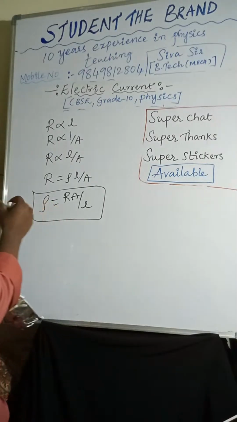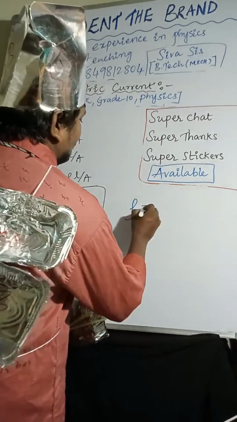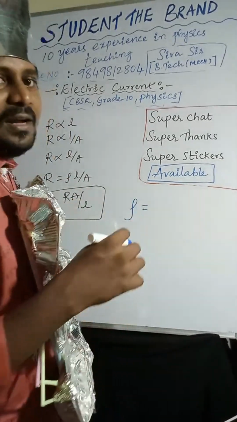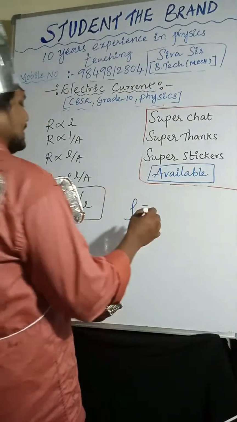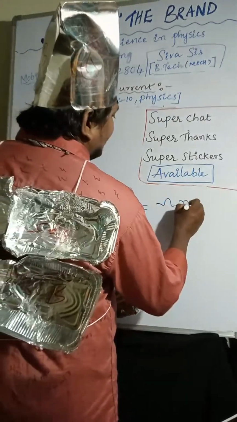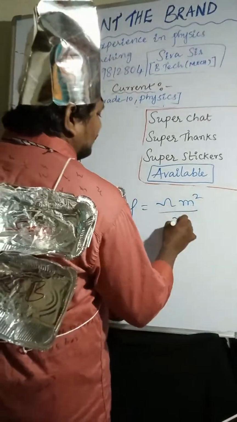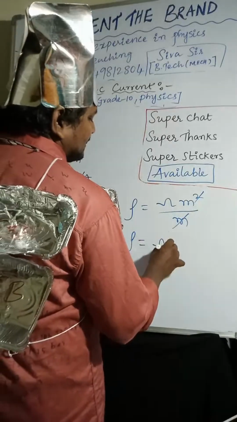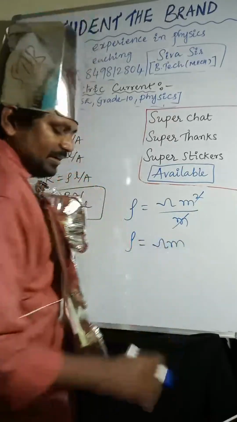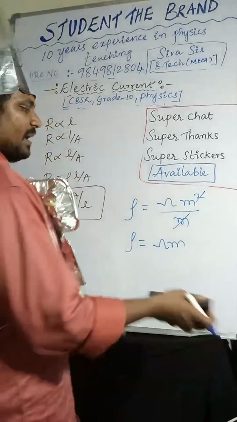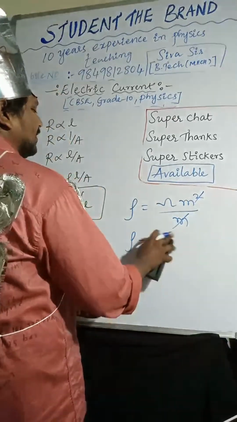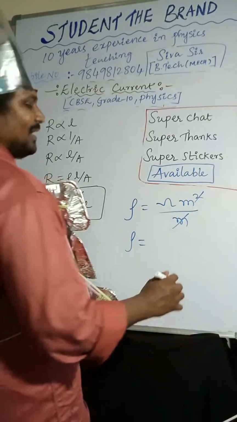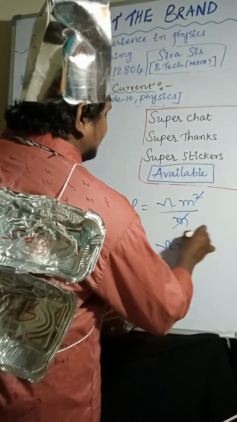So now I am considering here, resistivity is equal to the SI unit of resistance, which is ohm, divided by the SI unit of area, which is meter square, multiplied by the SI unit of length, which is meter. Meter gets cancelled, then the resistivity SI unit is ohm meter. The SI unit of resistivity is ohm meter.